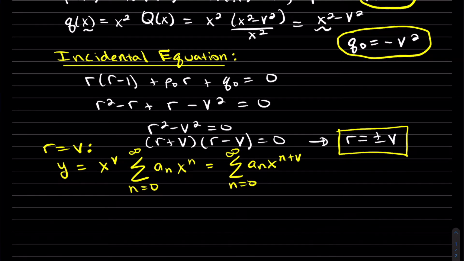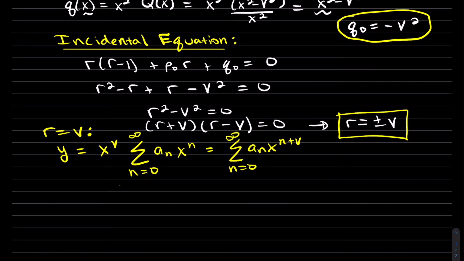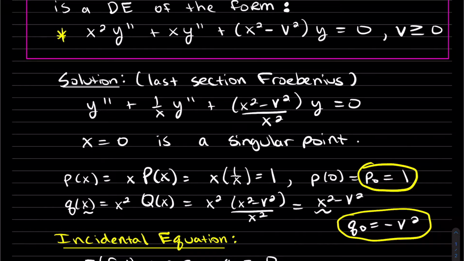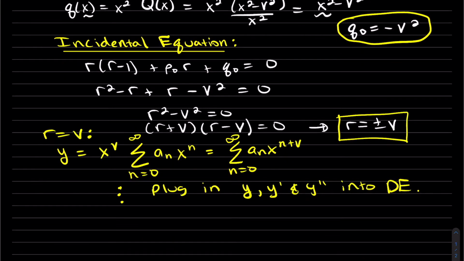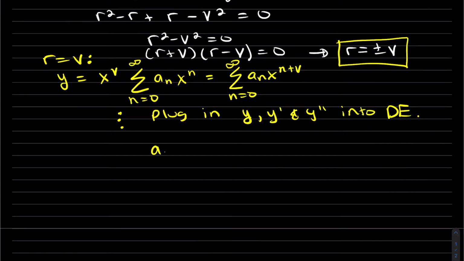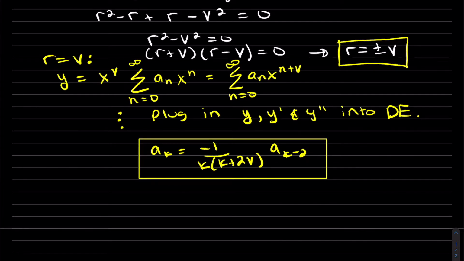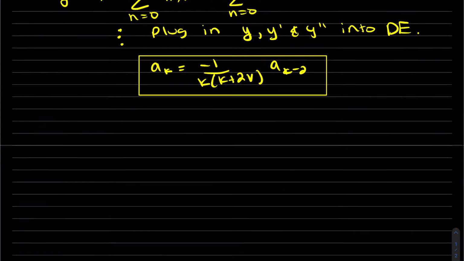And I'll let you do that if you want to do it and check your work. And of course, we'll plug it into the DE so we don't have fractions. And you come down to a sub k equals minus 1 over k times (k plus 2v) times a sub k minus 2. And then you start plugging in k equals 0, k equals 1.